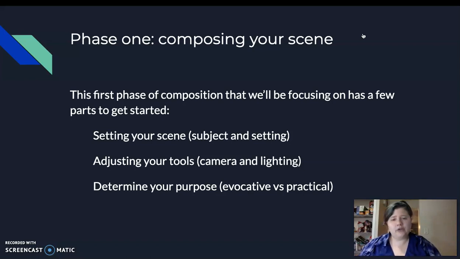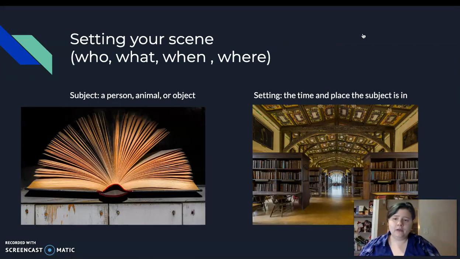But I'm not going to talk too much more about that at this moment because we're going to go into setting your scene. It's your who, your what, your when, and your where, right? So in these examples, I have the subject. That's the subject. What is it? Hopefully you are able to identify that it's a book, right?